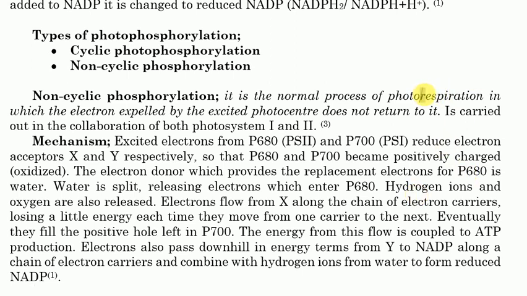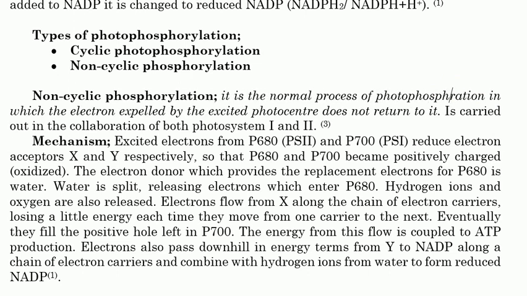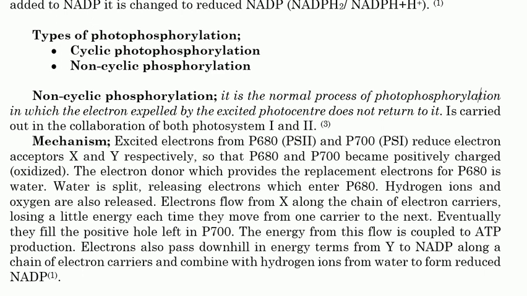So non-cyclic photophosphorylation is the normal process of photophosphorylation in which the electron expelled by the excited photocenter does not return to it. This is simply the definition of non-cyclic. The electrons expelled by the excited photocenter don't return to their original position.